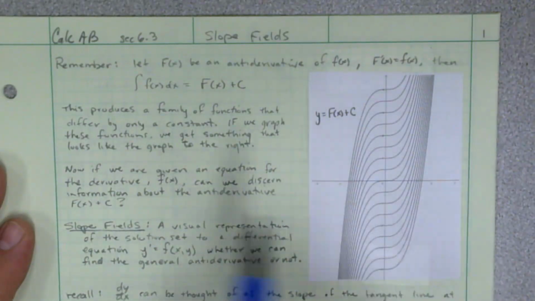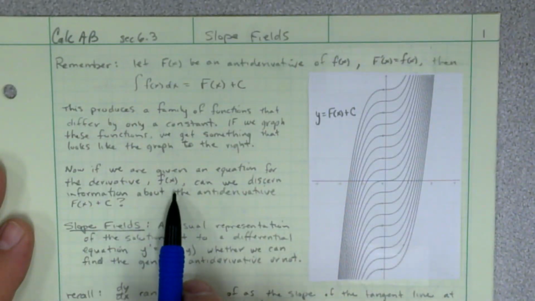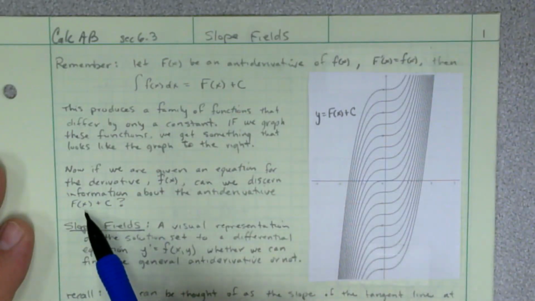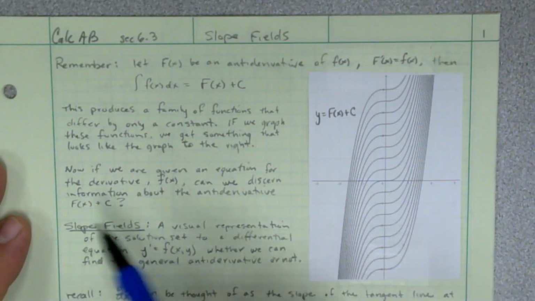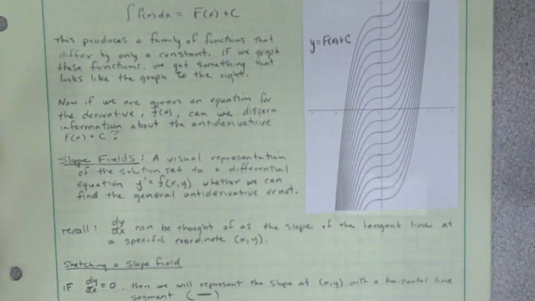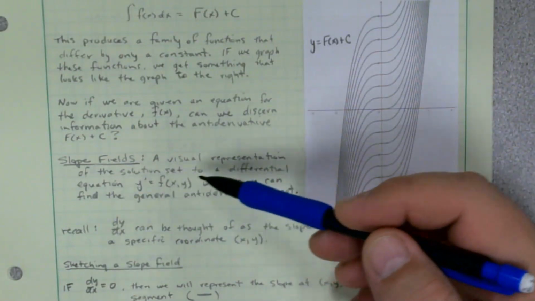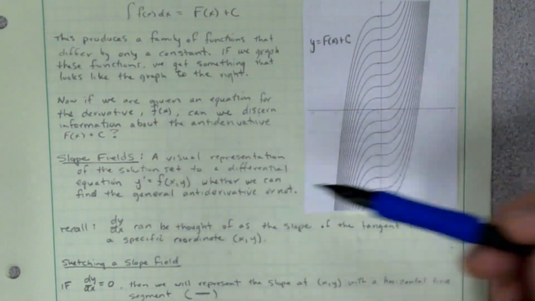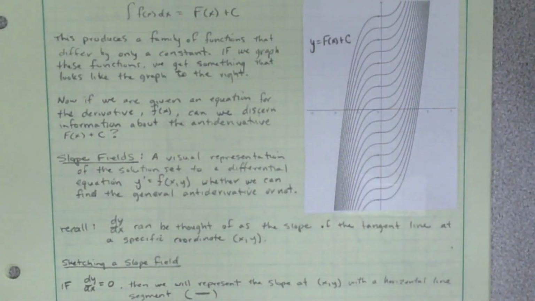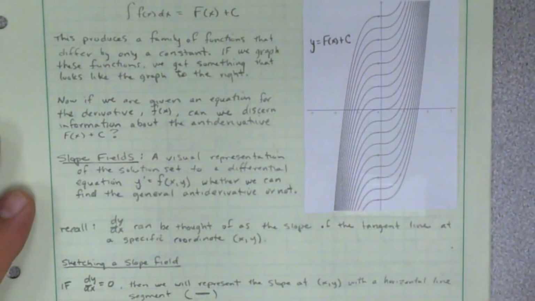So what we're going to be doing now: we are given an equation for the derivative f of x, and we can then discern information about this function. That's where slope fields come in. A slope field is a visual representation of the solution set to a differential equation, where y prime equals f of x or y, whether we can find the general antiderivative or not. So if I can't find the antiderivative of a function, I can do what's called a slope field and get a visual, and you'll see how that works in just a moment.